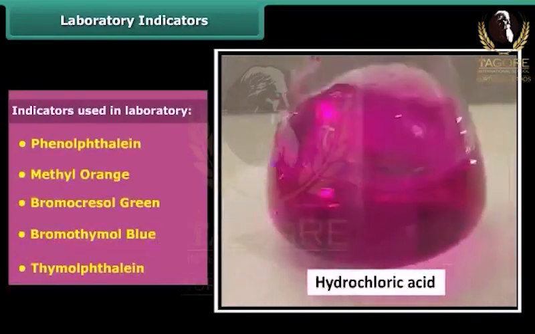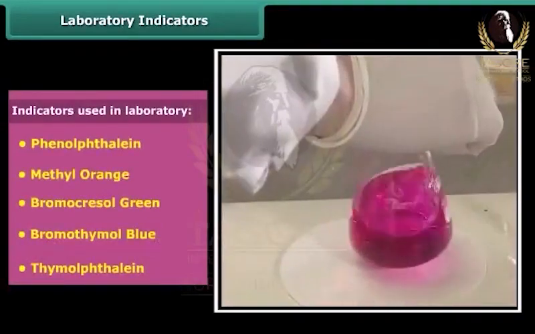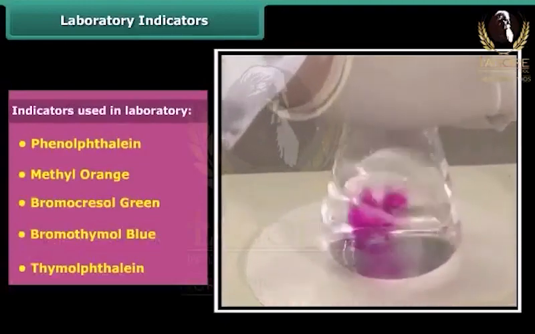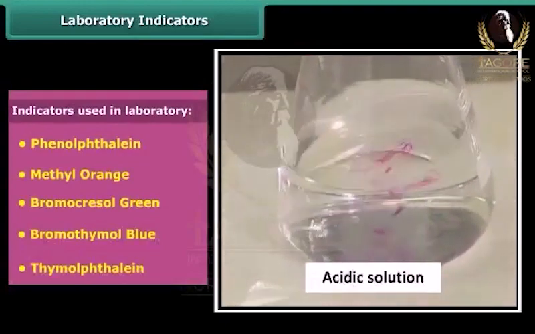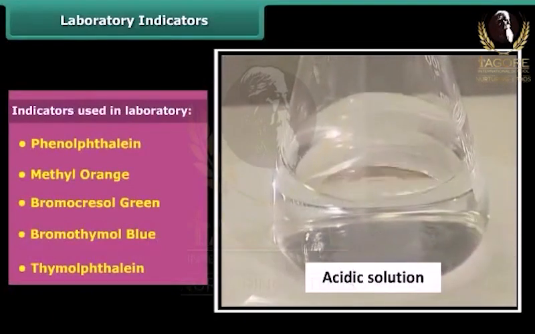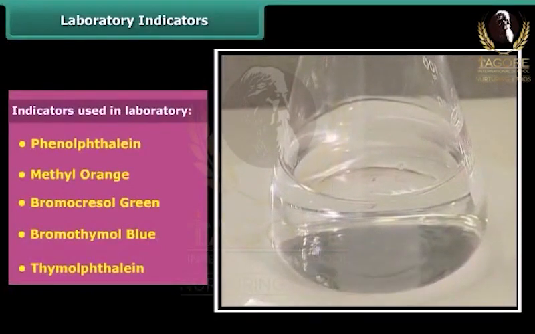On adding a drop of hydrochloric acid, this solution again becomes colorless. So, phenolphthalein appears pink in alkaline solution and colorless in acidic solution. It is colorless in neutral medium.